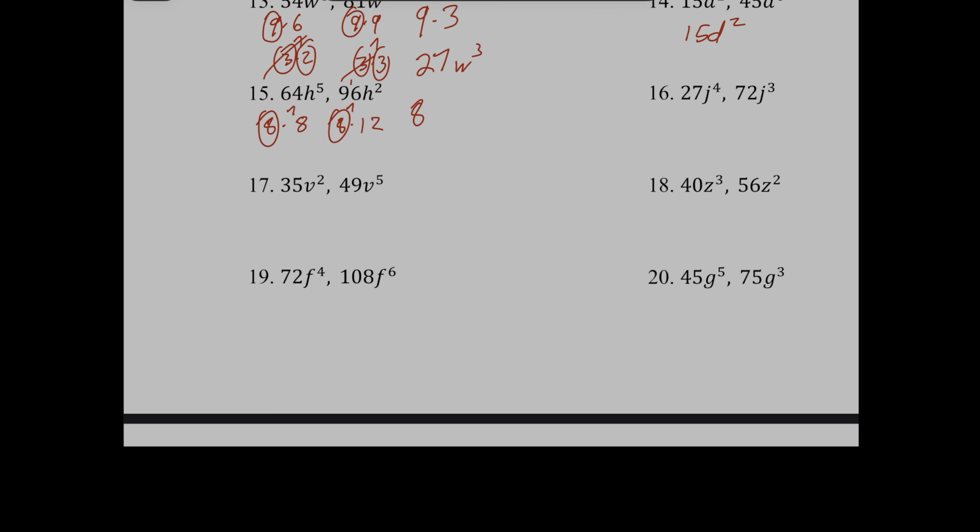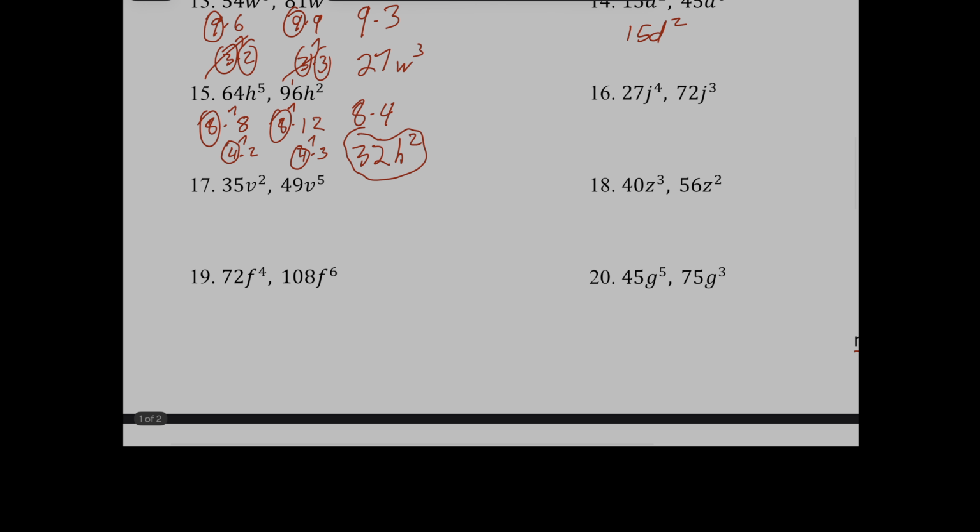4 times 2, this is 4 times 3. I can break down the 4s, but why? I already know they're common. And all I have left is a 2 and a 3. So really, 32h squared would be my greatest common factor. Let's go on to number 16. Boy, I did a lot of these, didn't I? Shame on me. Will 27 go in the 72?